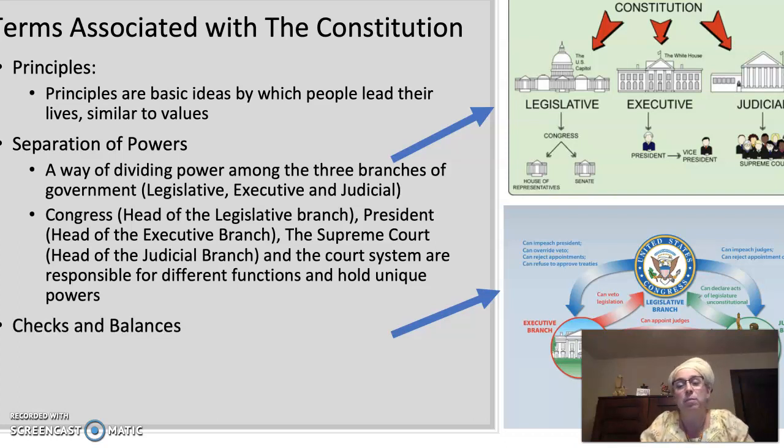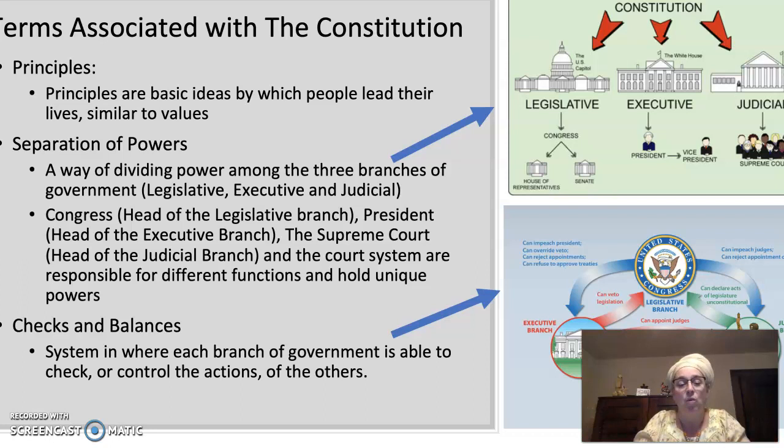And with these three balanced entities, we are looking for checks and balances, which is a system in which each branch of government is able to check or control the actions of the others. So we put those checks and balances into place so nobody gets unequal power. We don't want a president who starts to act like a king. We've got ways to rein him in through the legislative branch and through the judicial branch, for example.